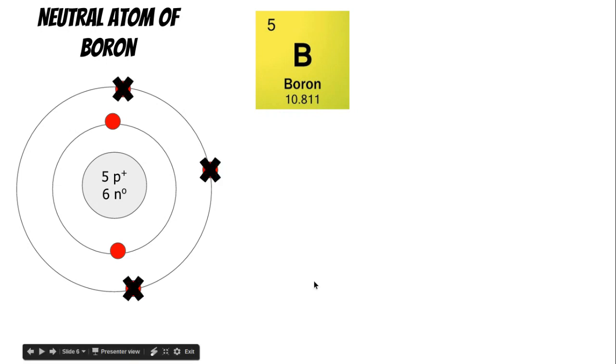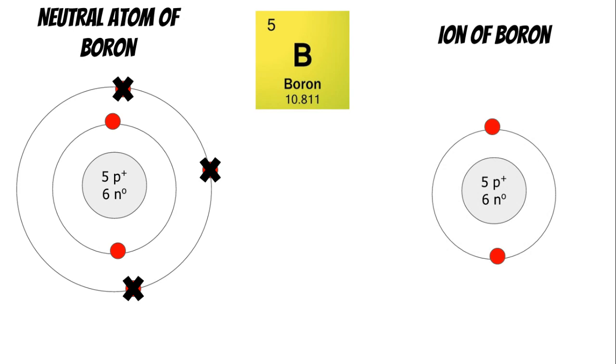So what I will do here is I simply am just going to take away those 3. So I'm going to redraw this over here. This is what the ion of boron looks like. Okay, this is my full shell because I took away those 3, and I'm left with 5 protons and 6 neutrons, and then 2 electrons now. So based on this picture, see if you can write the ionic symbol, and then also give me the type. So pause it at this moment.